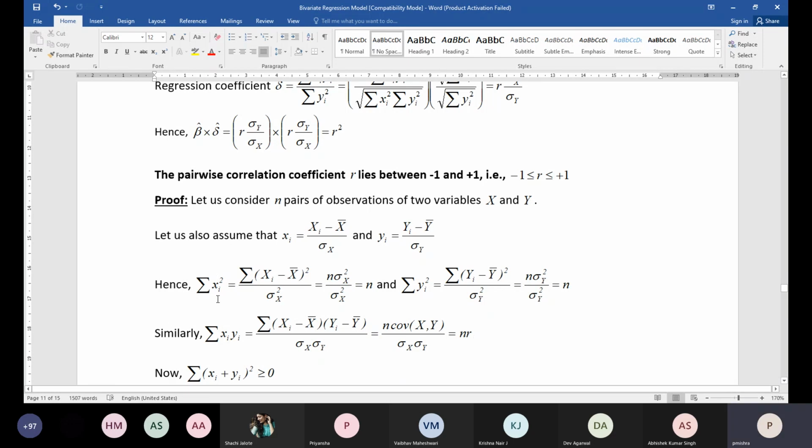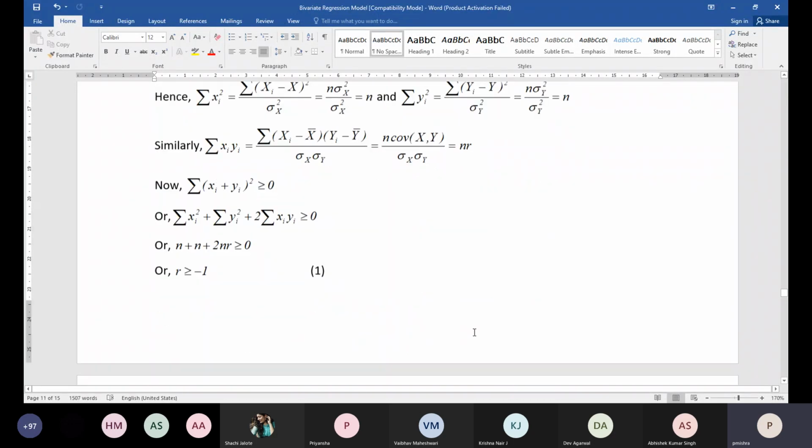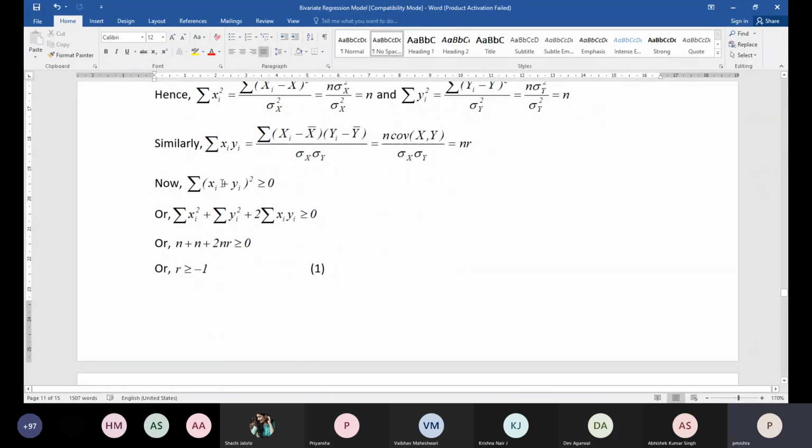So summation of small xi square is equal to n. Summation of small yi square is equal to n. Summation of small xi yi is equal to nr. Now, summation of small xi plus small yi whole square, because this is square and summation, you know very well that this should be always greater than equal to 0. Means this is non-negative value.